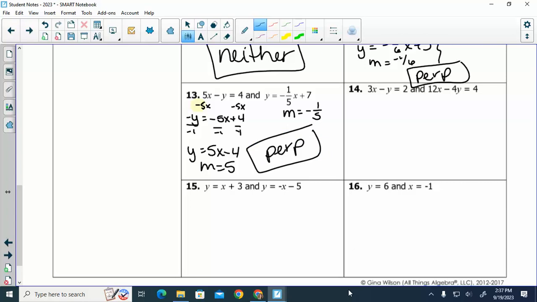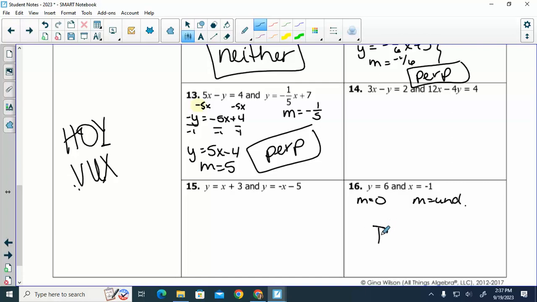The last one I want to look at, number 16. We can't write those in y equals mx plus b form. Remember, boy and bucks. So if it's a y, what kind of line is it? Horizontal, and the slope is 0. If it's an x, it is a vertical line, and the slope is undefined. So what kind of lines are those? A 0 and an undefined are always perpendicular.